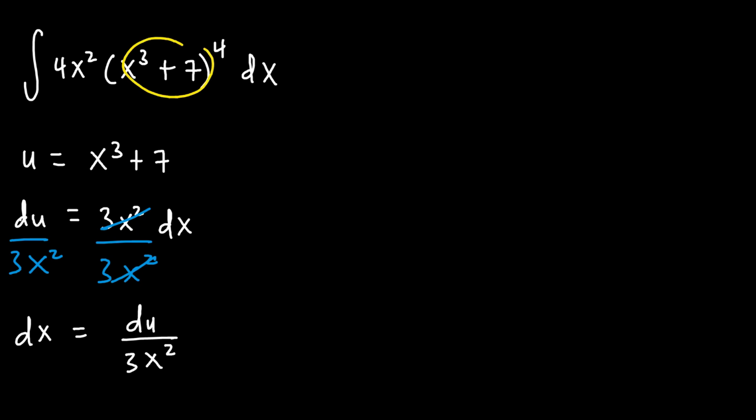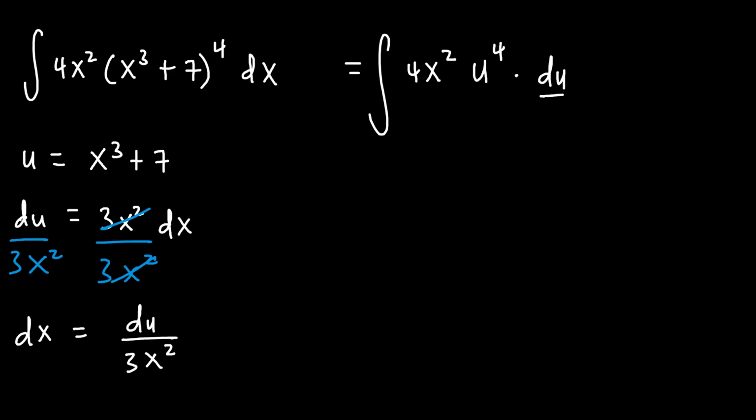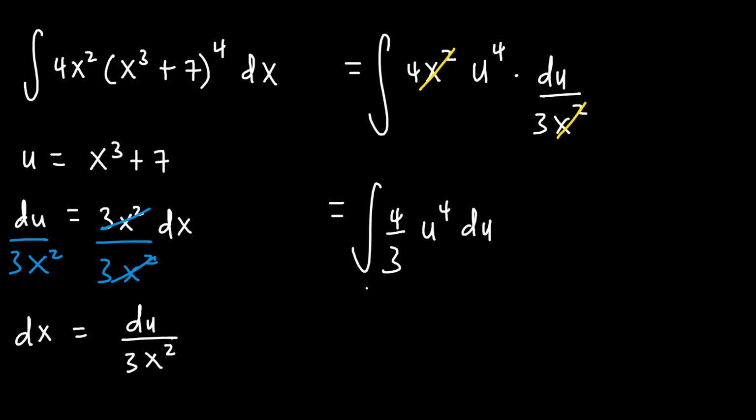And now we shall replace this with u and then replace dx with this. So this will be equal to the integral of 4x to the power of 2 and then times x to the power of 3 plus 7, which is u, raised to the power of 4 times dx, which is du, divided by 3x to the power of 2. This will cancel with that. And so we shall have the integral of 4 divided by 3 times u to the power of 4 du. And now we can take out 4 divided by 3. So this will be 4 divided by 3 times the integral of u to the power of 4 du.